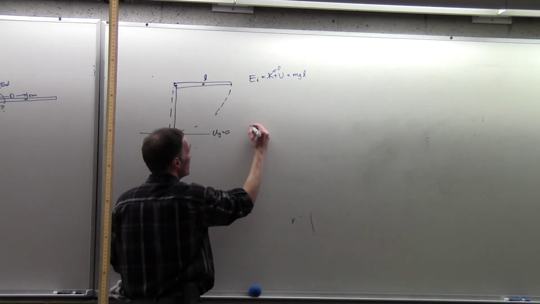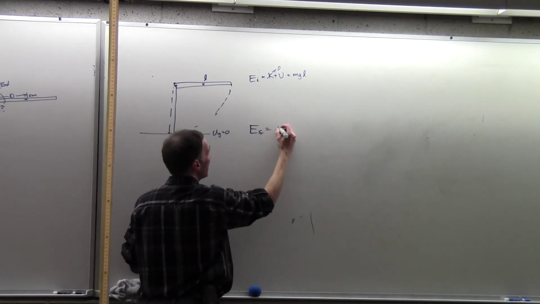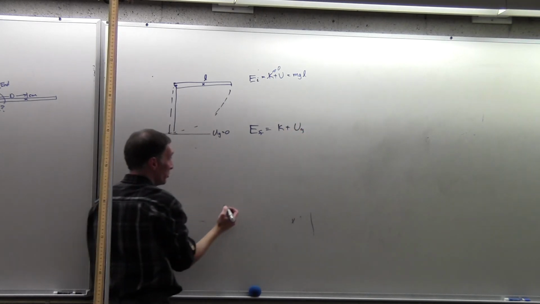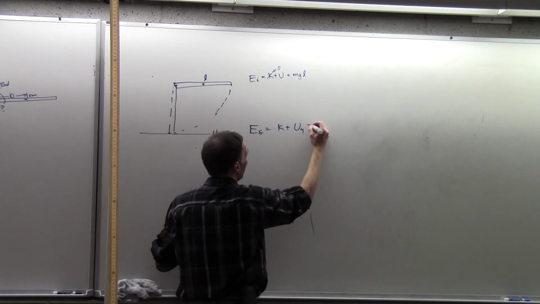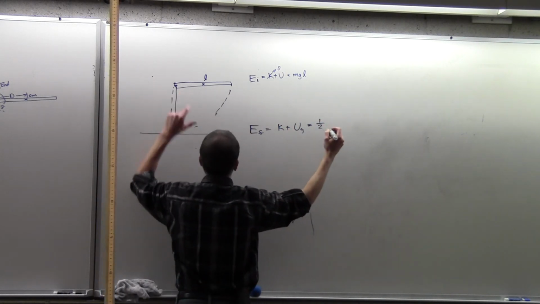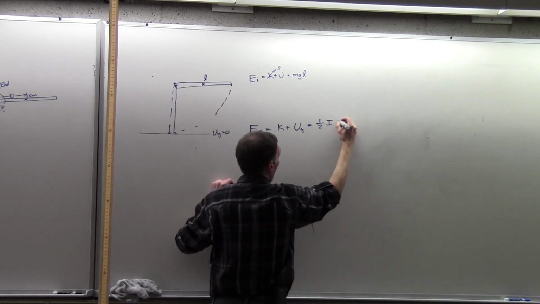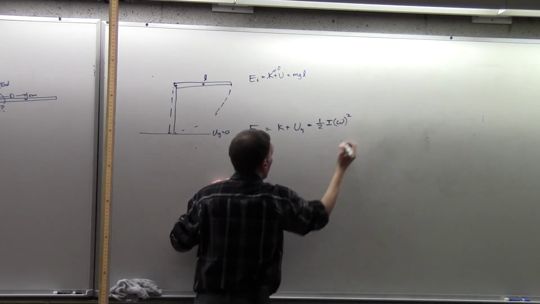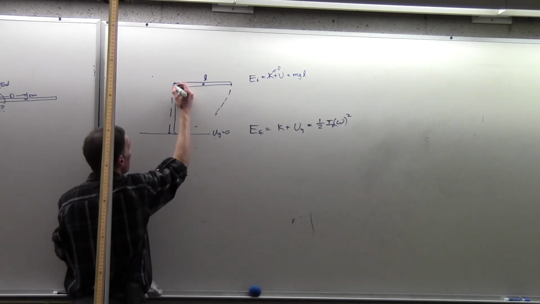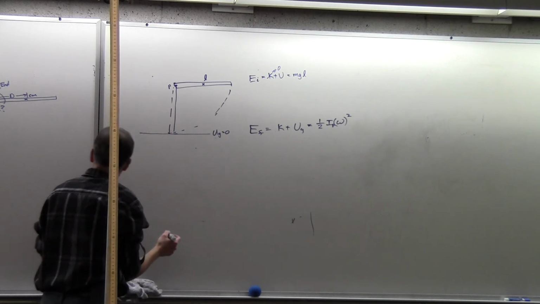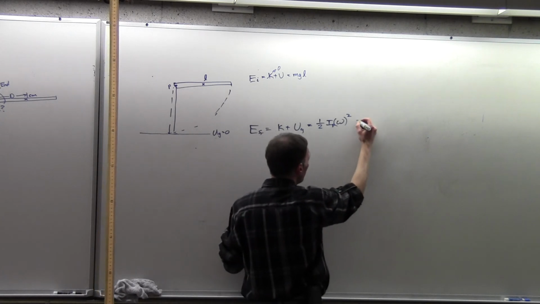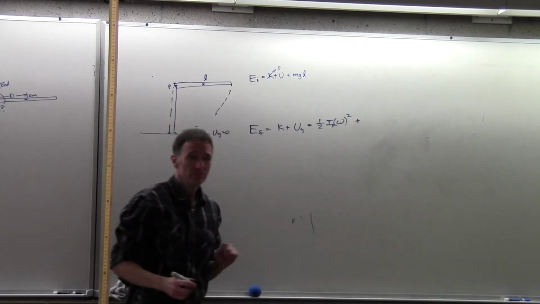This final energy is going to be kinetic plus gravitational potential. The kinetic energy is going to be 1/2 the I about the center of mass times omega squared. Okay, and this is going to be I about the end point, P, so that's going to be 1/3 ml squared. Well, what about the issue of potential energy? Is it 0?